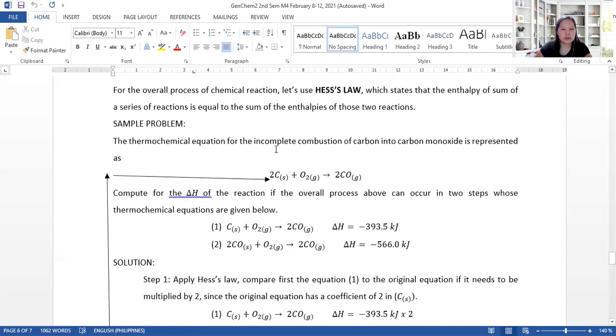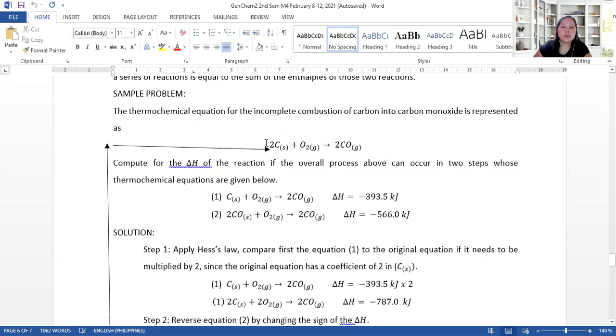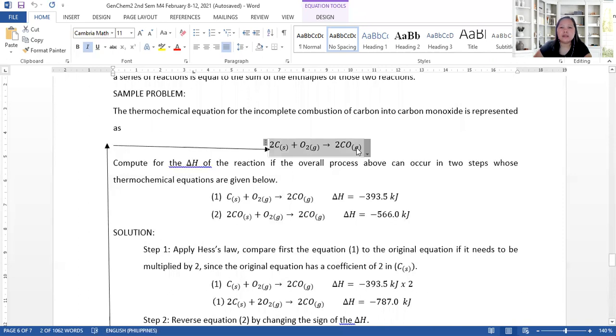The thermochemical equation for the incomplete combustion of carbon into carbon monoxide is represented as follows. Incomplete combustion. So what will we do so that we can apply Hess's law? Using this original thermochemical equation, we have an overall process. We have two overall processes, number one and number two.